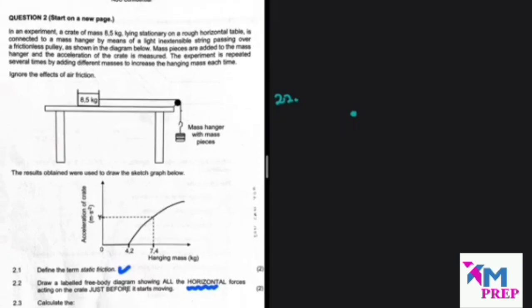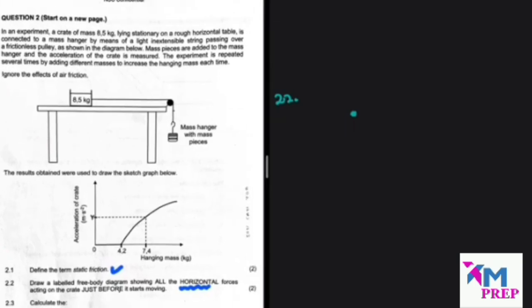Let's read through the question statement and see what is happening. In an experiment, a crate of mass 8.5 kg lies stationary on a rough horizontal table. So already we know that we are supposed to have friction, right? Because it acts horizontally. It is connected to a mass hanger by means of a light inextensible string passing over a frictionless pulley as shown in the diagram below. Mass pieces are added to the mass hanger and the acceleration of the crate is measured. The experiment is repeated several times by adding different masses to increase the hanging mass each time. Ignore the effects of air friction. So, that is the information we have.